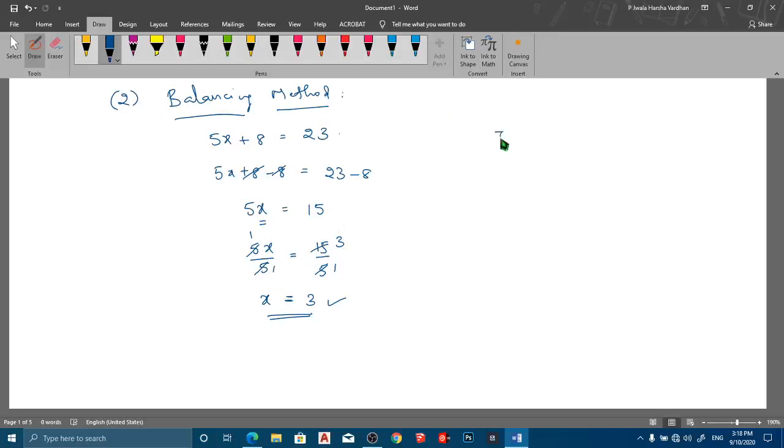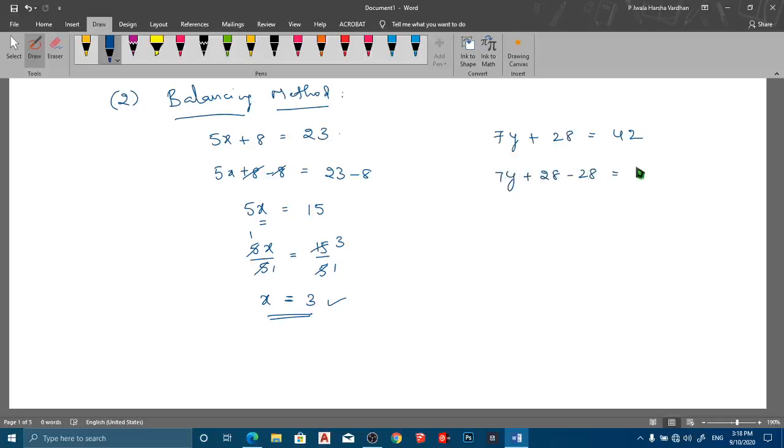Take one more example here. I am taking 7y plus 28 is equal to 42. Here also, if you want to apply the balancing method, first you have to remove the 28 because this is an unwanted value in the left side. So take 7y plus 28 minus 28.